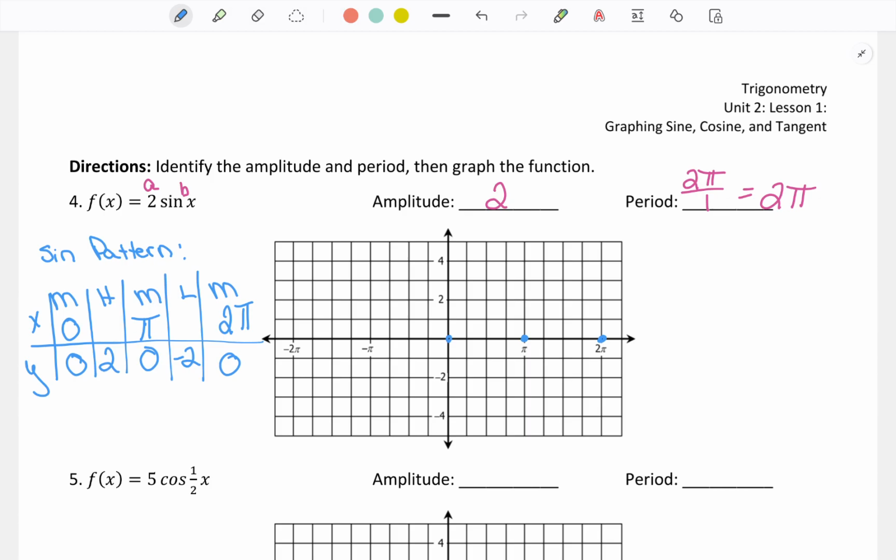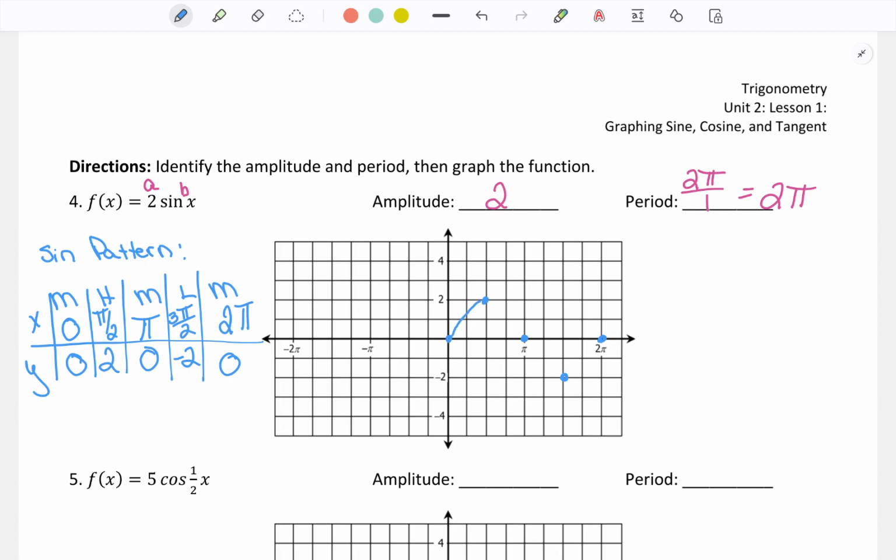So remember, pi is 4 blocks. So we could look at our high value as 2 blocks. So pi over 2. And so that's halfway in between. So we're going to put pi over 2. We're going to have 2. And then halfway between pi and 2 pi, which is 2 blocks over from pi, is 3 pi over 2. So that means that at 3 pi over 2, we're going to be down at -2.